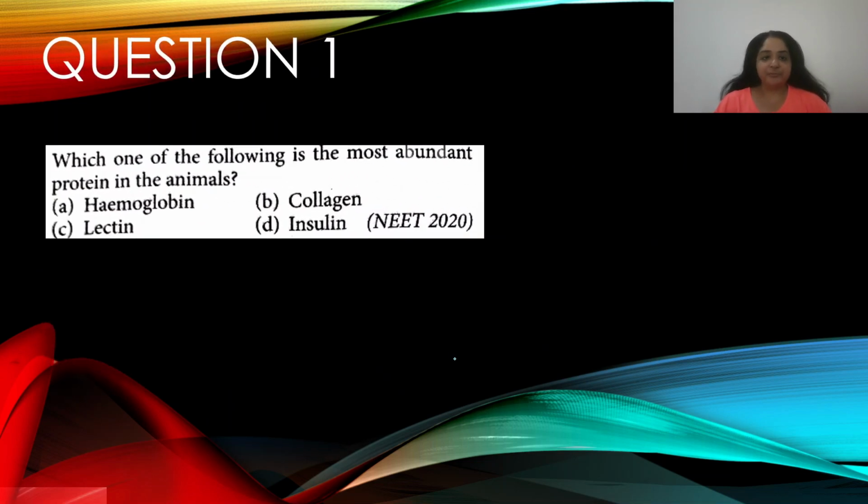Question number 1. Which one of the following is the most abundant protein in the animals? This appeared in NEET 2020, pretty recent. A. Hemoglobin, B. Collagen, C. Lectin, and D. Insulin. We're looking for the most abundant protein in the animals, and that is B. Collagen. So your answer is B. Let's go to the discussion.